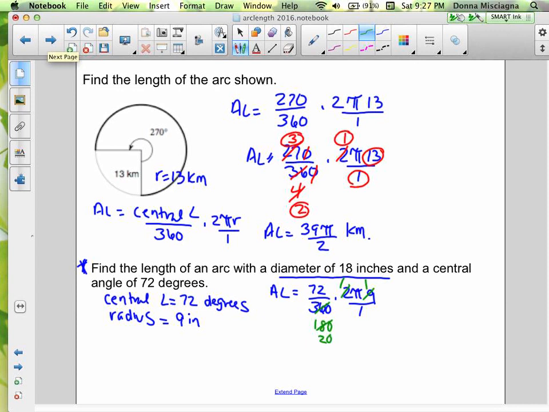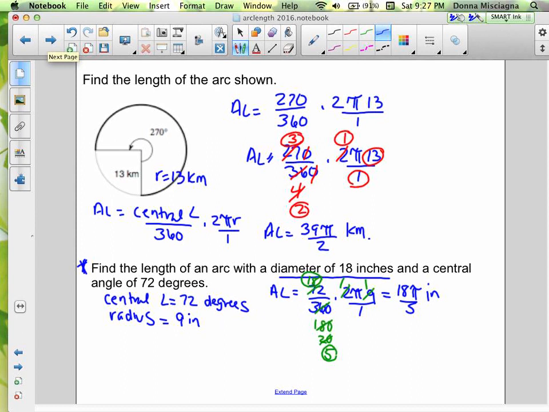20 and 72. Well, you might not realize they are both divisible by 4, actually. So 20 divided by 4 is 5. 72 divided by 4, let's see, 7, that would be once. And there'd be 3 leftovers, and 32 divided by 4 is 8. So that's as simple as it gets. We've got an 18 and a pi in the numerator, and a 5 in the denominator. So this would be 18 pi over 5. What is this? Inches.